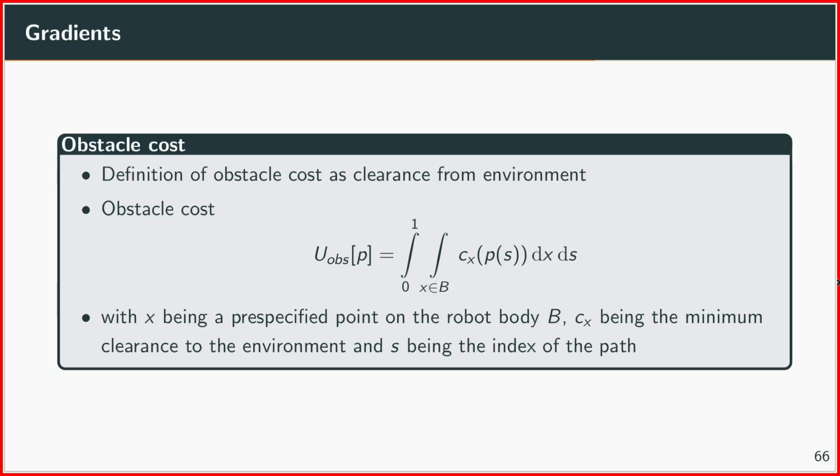Okay, so let me go a little bit into details here of obstacle costs. The definition of an obstacle cost here in our case is that we define it as clearance from the environment. The obstacle cost would be an integral over the path and an integral over points on your robot. So B is our robot body, and then we would compute what is actually the clearance of this point from my environment. X is a pre-specified point on your robot body, and Cx is the minimum clearance to the environment, and S in this case is the index of the path.